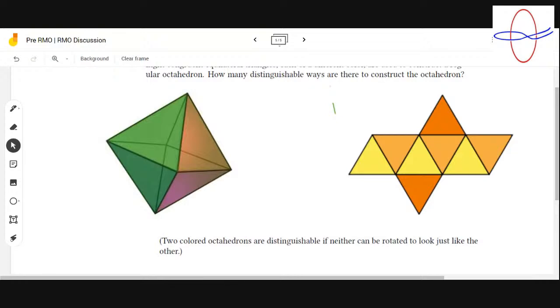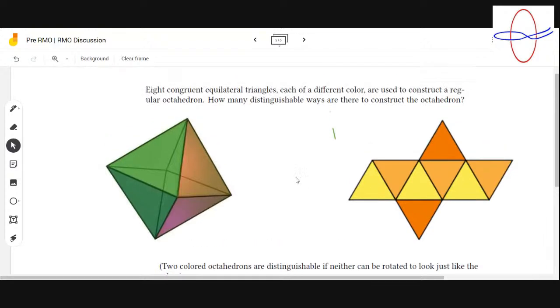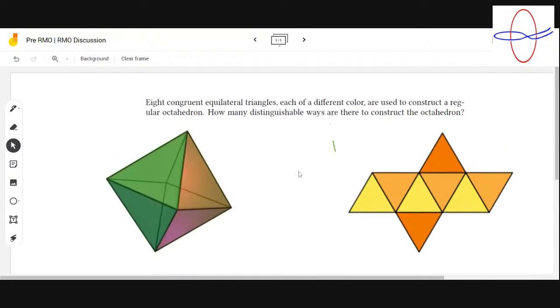Okay, so think about it. How will you approach this problem? So there are 8 congruent equilateral triangles, each of different color, used to construct a regular octahedron. How many distinguishable ways are there? So to avoid the rotations, remember about the rotations. So think about it. 7 factorial? No.